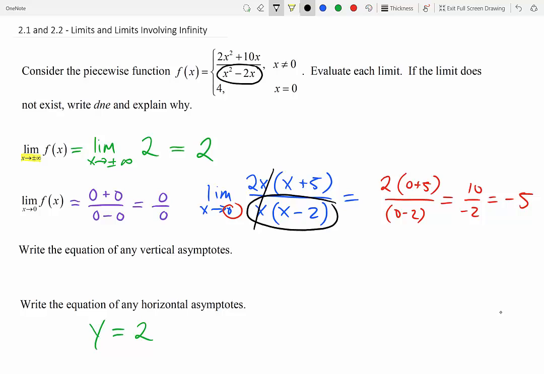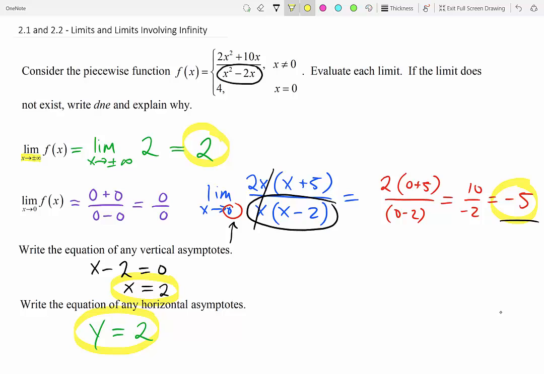But keep in mind, when we plugged in 0, we figured out the limit equaled negative 5. That's evidence of what's called a removable discontinuity, or a hole in the graph. The only case for finding vertical asymptotes is actually setting x minus 2 equal to 0 and solving for x, which gives us x equals 2. So, our answers to this question are 2, negative 5, x equals 2, and y equals 2.